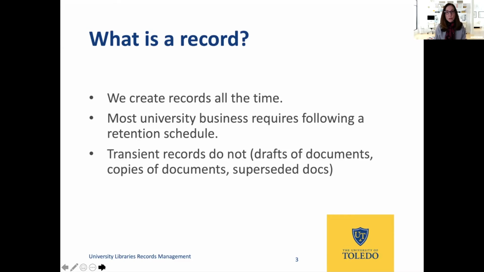But most university business requires following it, except for transient records. Transient records are the things that we do day to day that don't necessarily document the organization. They're drafts, they're copies of documents, we don't hold the original. They're documents that are superseded, like minutes. You only want the official copy of the minutes. You don't care about drafts. So transient records don't count here. If you have any questions about what is a transient record, I have my email address at the end of this presentation, and you can look me up too.